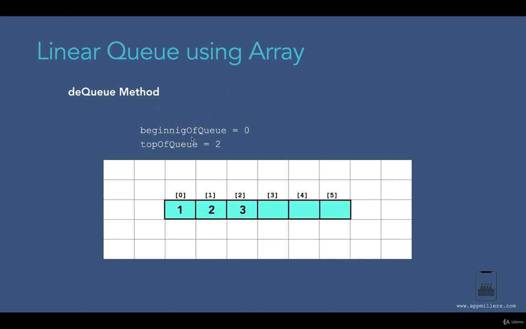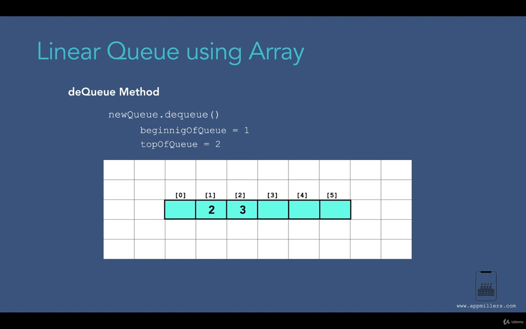Now when we call the dequeue method, it does not take any parameters. If we call the dequeue method, it has to return the first element from the queue, and this element will be removed from the queue. If we call the dequeue method for this queue, it's going to return 1, and 1 will be removed from this queue. The beginning of the queue is now changed, because it is now located at the index of 1. So that's why the beginning of the queue is updated to 1.